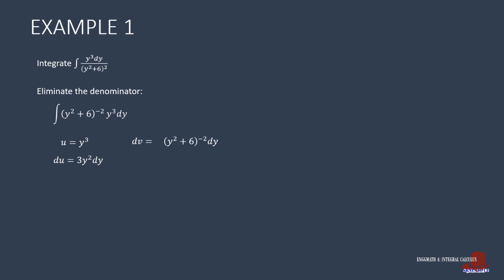to negative 2 dy. First is to check if the term can be integrated, so use y squared plus 6 as u, and its du is 2y dy. With y from du, the term cannot be integrated for the moment due to a missing y. To integrate dv, break the terms completing dv.